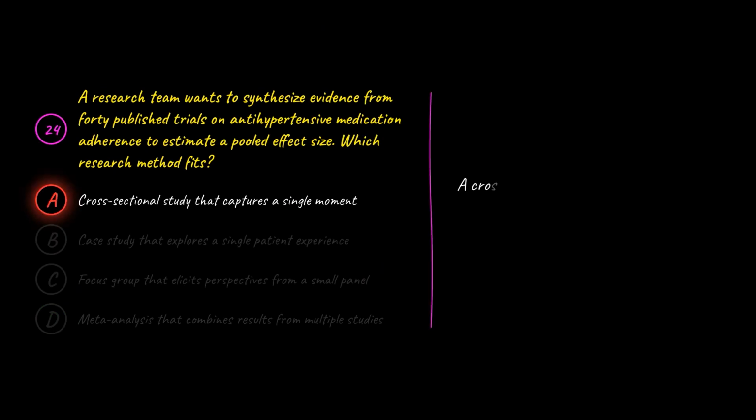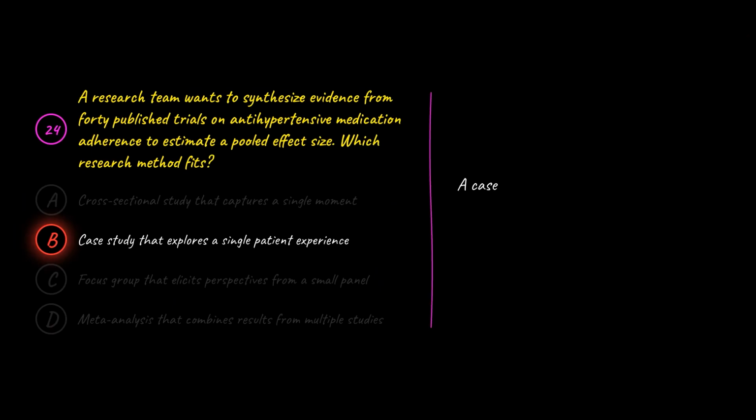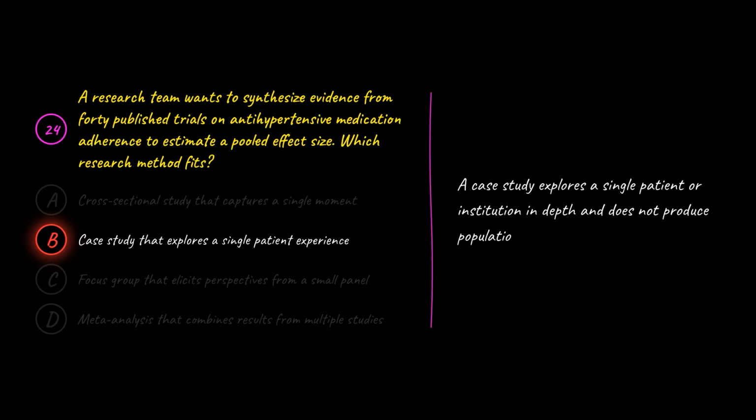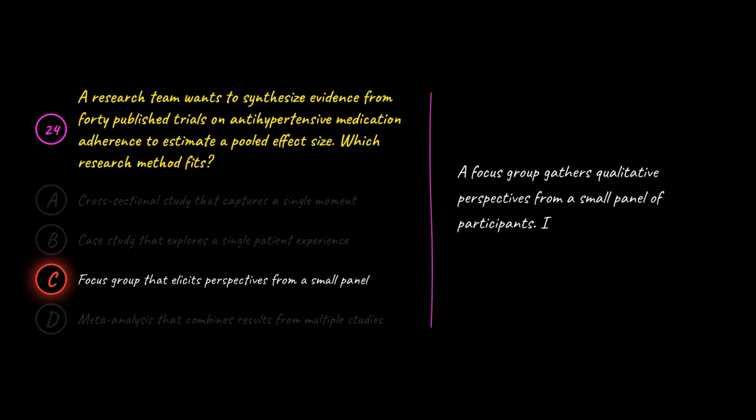A is wrong because a cross-sectional study would generate new data from one point in time, not synthesize existing studies. B is wrong because a case study explores a single patient or institution in depth and does not produce population-level estimates. C is wrong because a focus group gathers qualitative perspectives from a small panel of participants. It does not pool quantitative outcomes across trials.